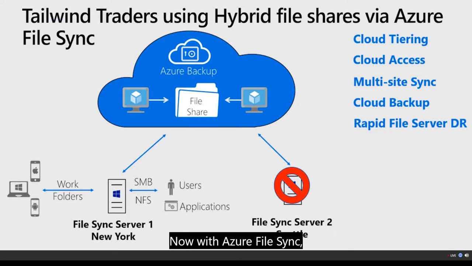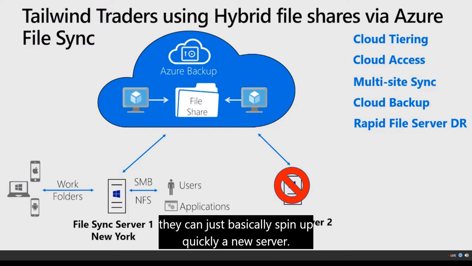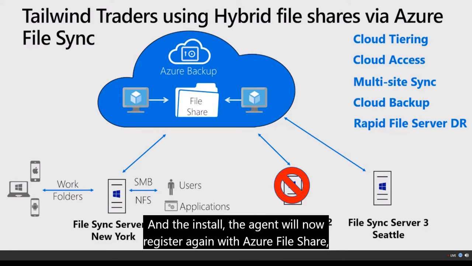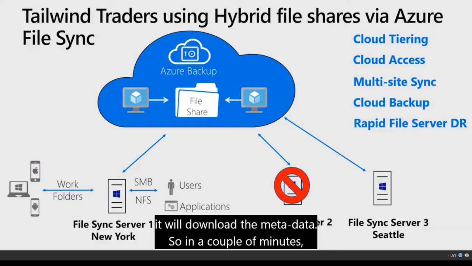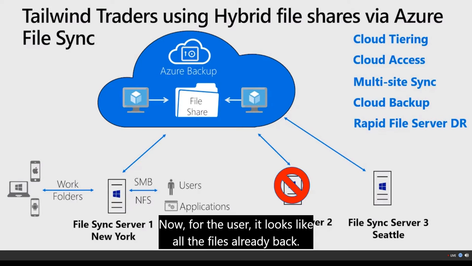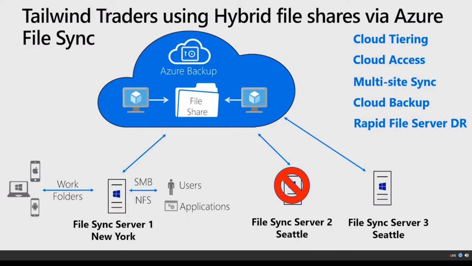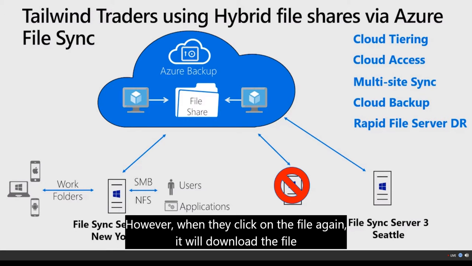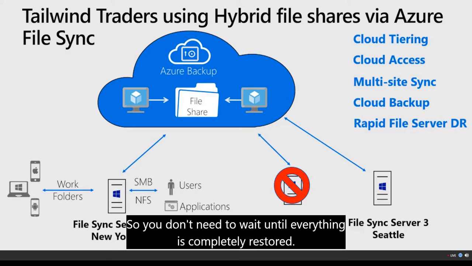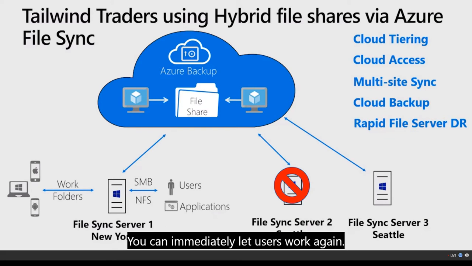Now with Azure File Sync, they can just quickly spin up a new server. Let's say it's called server 3. They can go out and install the agent, and the agent will register again with the Azure file share. It will download the metadata. So in a couple of minutes, all the files will appear again on server 3. Now for the user, it looks like all the files are already back. However, when they click on a file, it will download the file from the file share over the internet in the background. So you don't need to wait until everything is completely restored. You can immediately let users work again.